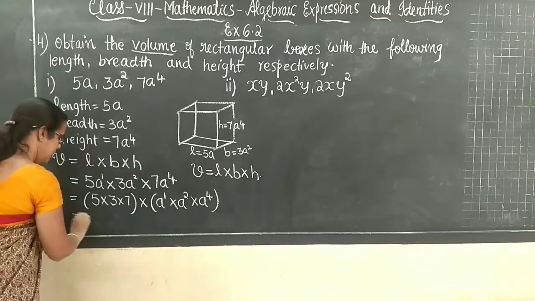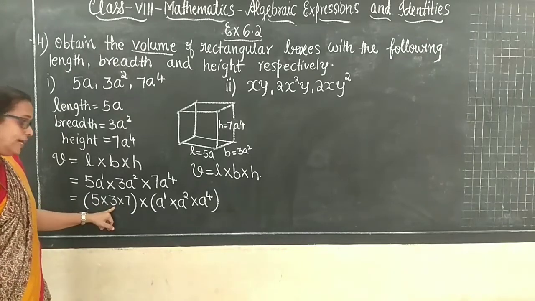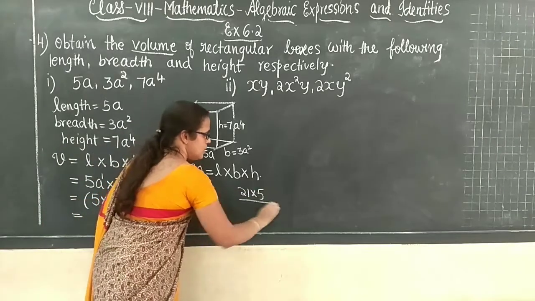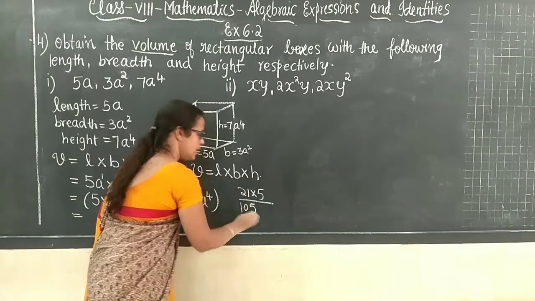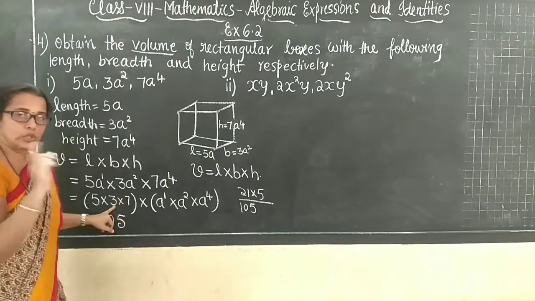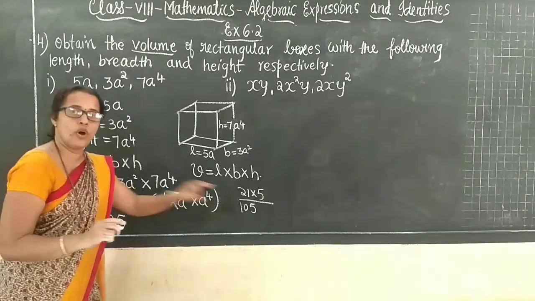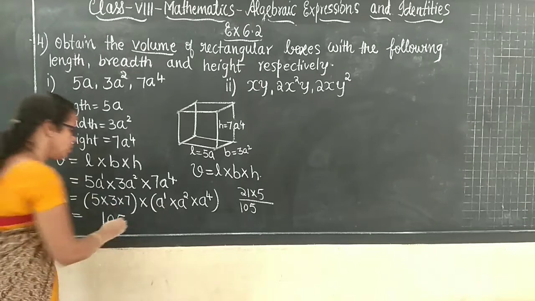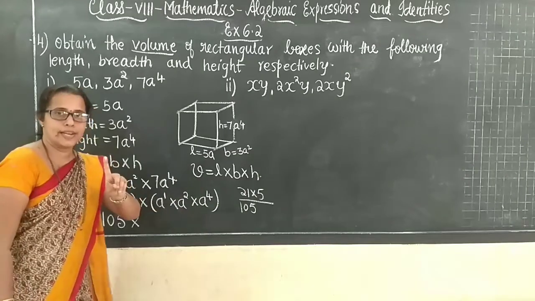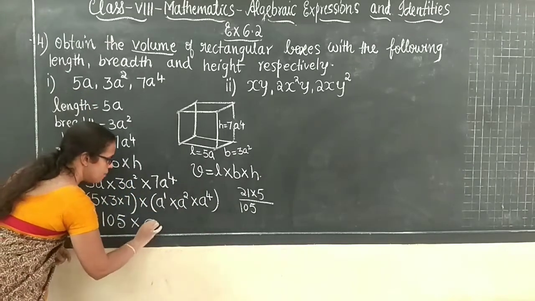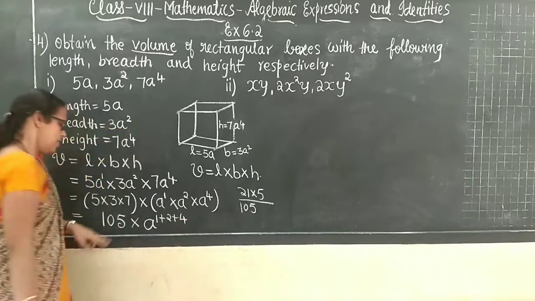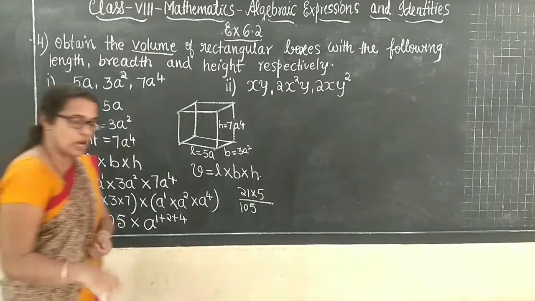So how can I multiply this, children? 7 threes are 21. 21 into 5: 5 ones are 5, 5 twos are 10, so the answer is 105. Now how to multiply the a's? When the bases are same, powers you have to add. You already learned exponents, so use that method here. So a to the power 1 plus 2 plus 4.